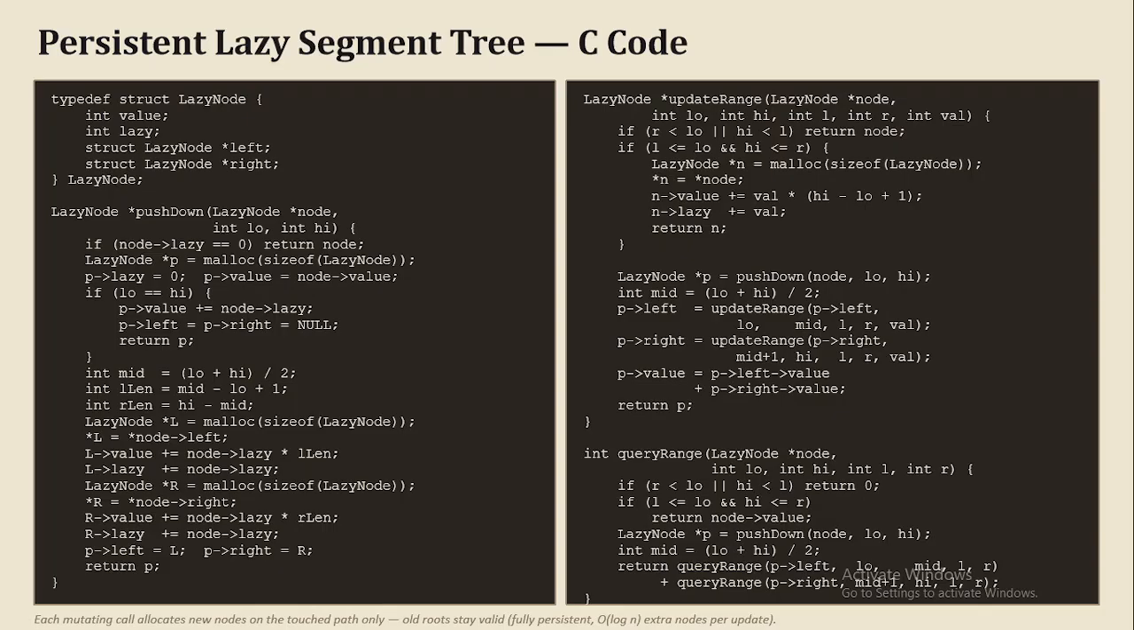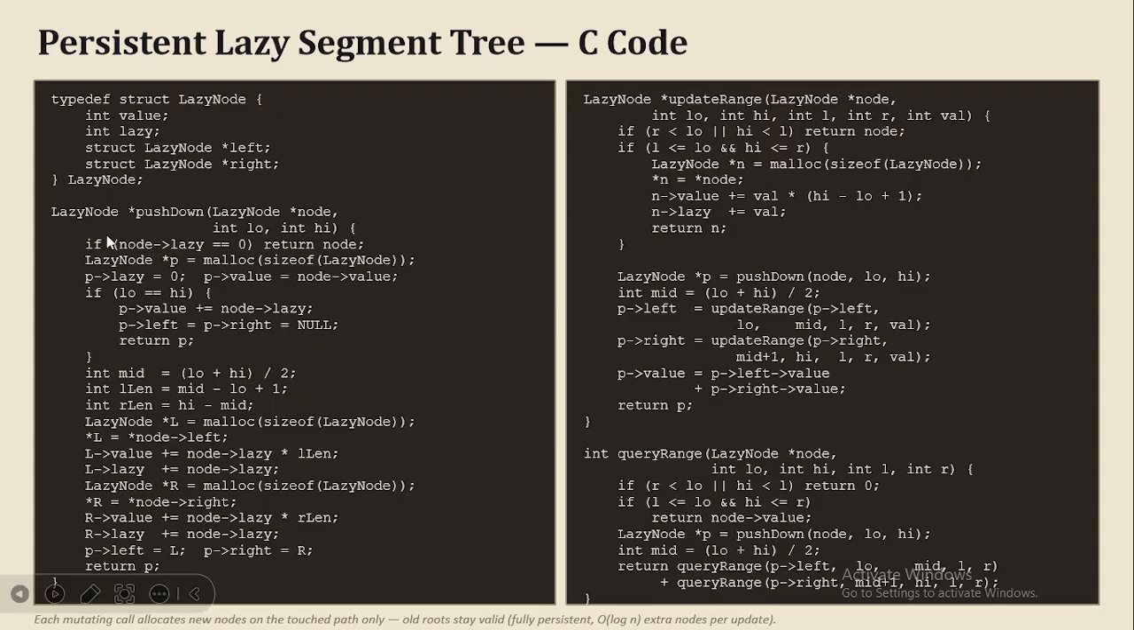One checks if the query is out of range or not. The second checks if the query is totally in the range. Then we just add the value and add the lazy and return the node. If it partially covers, then we call push down, recurse both sides and recompute the value on return.